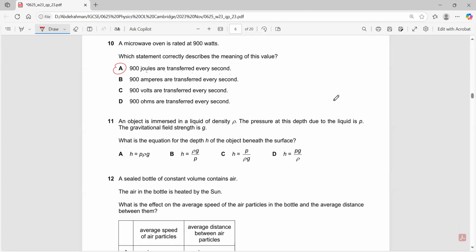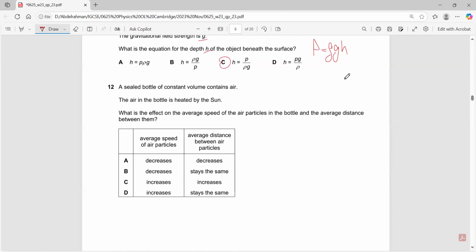An object is immersed in a liquid of density rho. The pressure is P. The gravitational field strength is g. Can I find the depth, height? Yes, pressure equals rho g h. To find the height, it would be pressure over rho g.